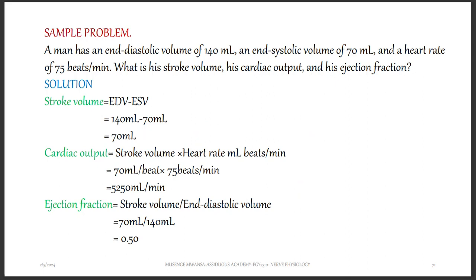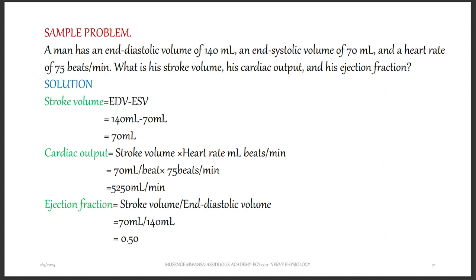For example, a man has an end diastolic volume. So at the end of a diastole or relaxation, the ventricles have 140 mL of blood, an end systolic volume of 70 mL, and a heart rate of 75 beats per minute. What are the stroke volume, cardiac output, and ejection fraction? Starting with stroke volume, it is given by end diastolic volume minus end systolic volume.